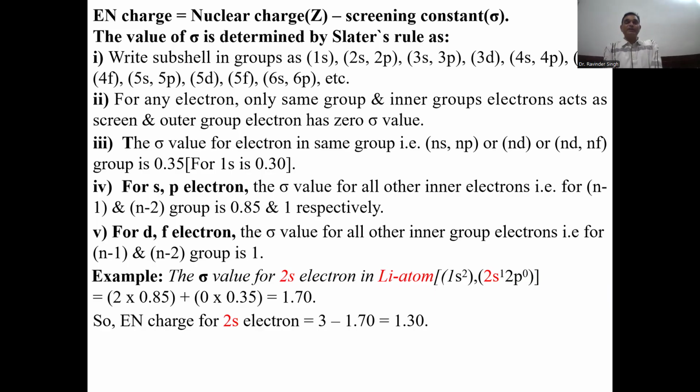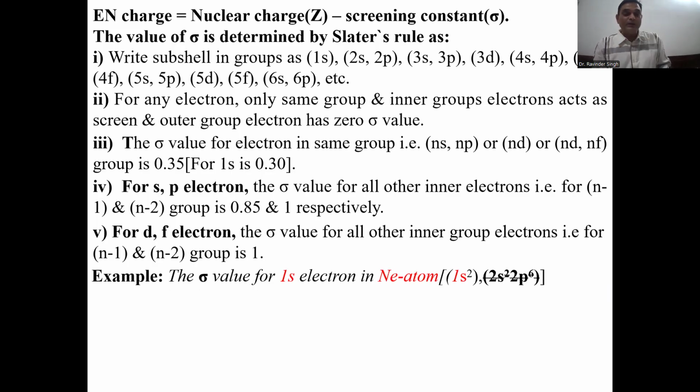So in that way we can calculate the effective nuclear charge experienced by the 2s electron in case of lithium. Next example is calculate the effective nuclear charge experienced by 1s electron in neon. So first of all, write the electronic configuration of the neon: 1s2 2s2 2p6. As we have to calculate the effective nuclear charge experienced by 1s electron, the effect due to these outer shell electrons will be 0. Means if screening effect is 0, screening constant value is 0. So simply we will concentrate only on the 1s.